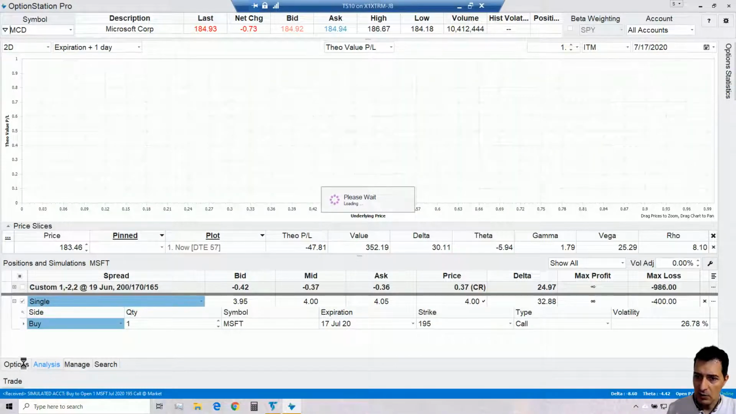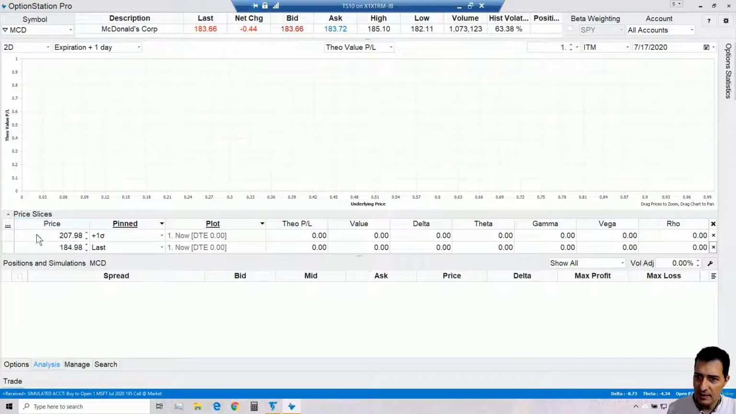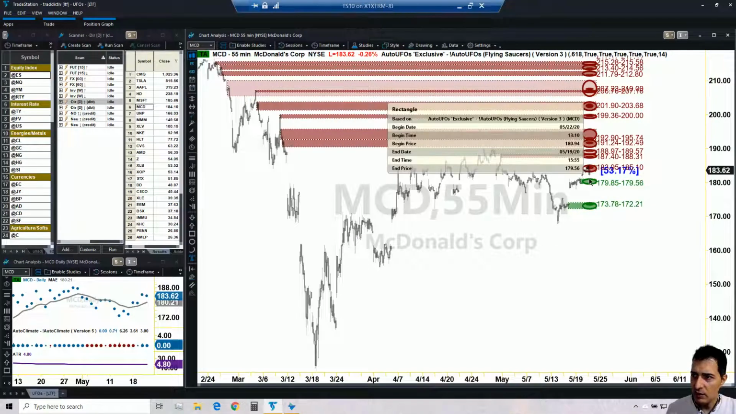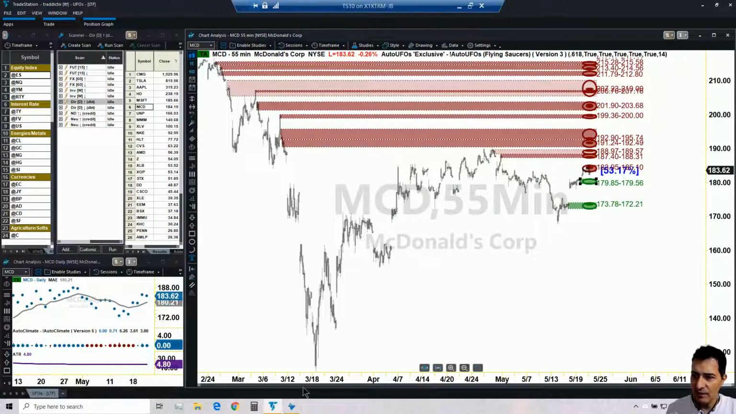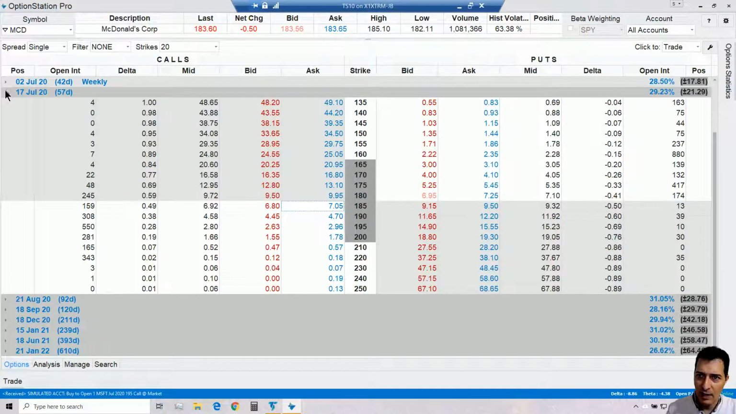Okay, so loading McDonald's. I'm going to have two cases. My target with McDonald's is 209.75, based on what we said before. And my entry, I kind of forgot. My entry is going to be that green UFO, which is 180.94. So 180.94 is the entry, and 209.75 is the target. Okay, so now the expiration date is the big question.